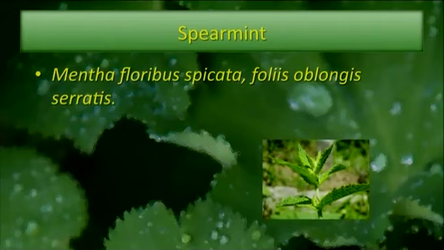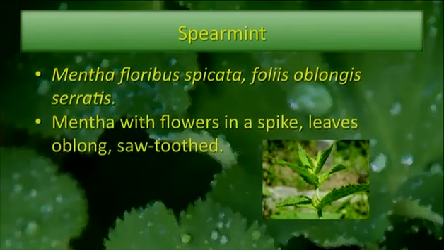For example, spearmint. This was the name, a polynomial: Mentha floribus spicata folius oblongis serratus. Okay, what does that mean? It means Mentha with flowers in a spike, leaves oblong, sawtooth. So this whole polynomial, or many name, actually stood for the spearmint. So you could imagine it was pretty cumbersome.